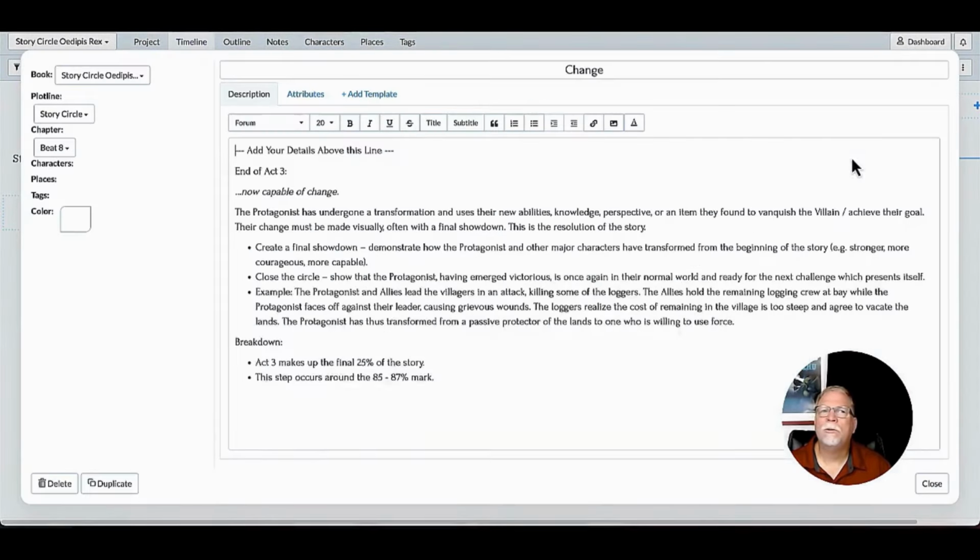And that is what they do when they change. The protagonist has undergone a transformation, and they use their new abilities, knowledge, perspective, or perhaps an item that they found to vanquish the villain or achieve their goal. The reader must see this change, often illustrated by a final showdown. This is a resolution of the story and the end. If a series, there can be a hint of what might be coming next in this section. And a note here, if this is a tragedy, things may have ended poorly for our protagonist.